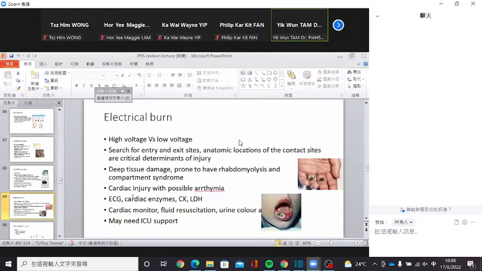And then the other entity is electrical burn. It could be classified as high voltage or low voltage. Always search for the entry and exit sites, and the anatomical location of these sites could help to determine the current pathway inside the body. These cause very deep tissue damage, and patients could be prone to rhabdomyolysis as well as compartment syndrome. So in those cases, check for the CK, LDH, do the ECG and check cardiac enzyme, and find ICU if necessary.